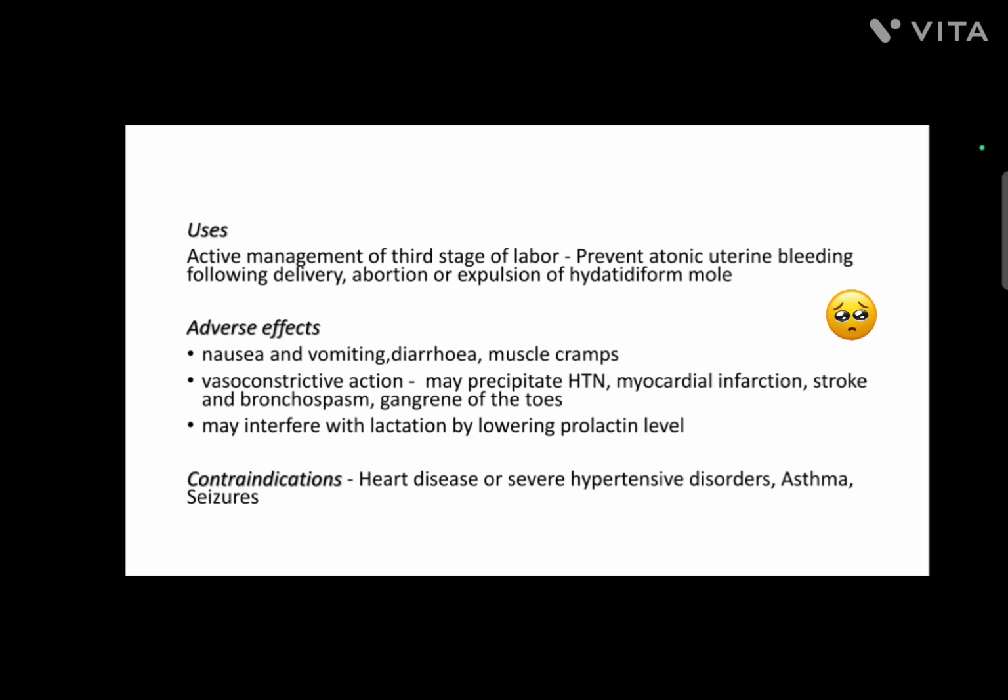the conditions like hypertension, myocardial infarction, stroke, bronchial spasm, and gangrene of the toes. Whatever peripheral vessels are present will undergo vasoconstriction, and it's going to become even more severe. So it's going to precipitate such conditions. Before giving this medicine, make sure that they are not associated with any kind of hypertensive disorders or any kind of cardiac disorders, or any previous history of stroke, bronchial spasm, or gangrene foot and all.